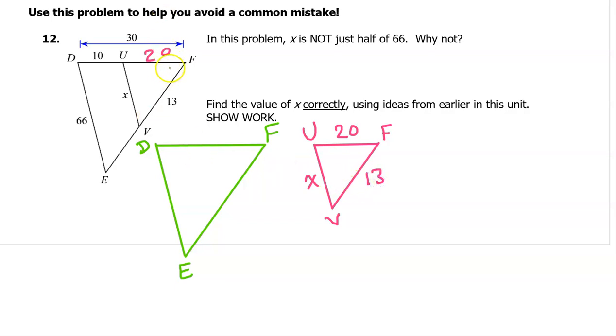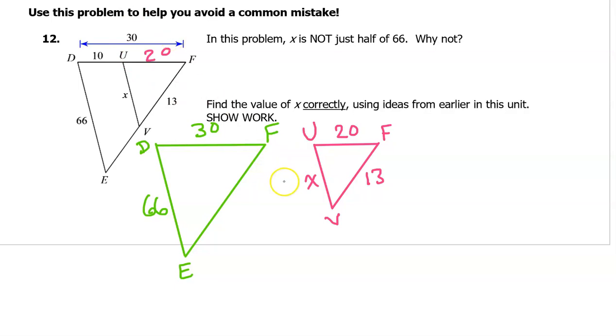What about the large triangle? Well, the distance from D all the way to F is 30. So I'm going to put a 30 here. Notice it is not 10. A common mistake is to use the 20 and then the 10. But the 10 is only part of this side of the large triangle. You never want to use part of a side. So we're definitely going to do 30. Okay. And then DE is 66. So we can do that as well. So this is how we have to do it.